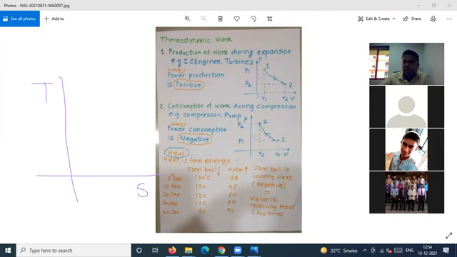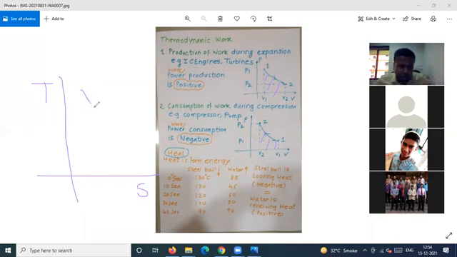So if you plot it on a PV, it will give you work. The area below this process, you can see this area or this area, will give you the work done. Why? Because you have plotted on a PV. In the first case, this is a work of expansion. In the second case, this is a work of compression. Now you plot this process on a TS diagram.